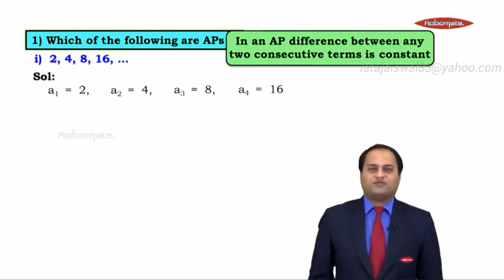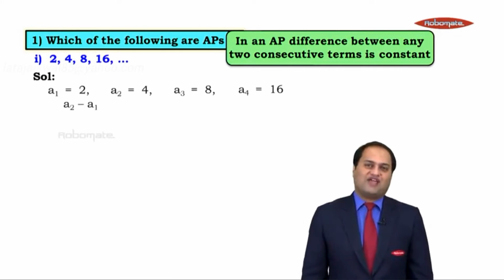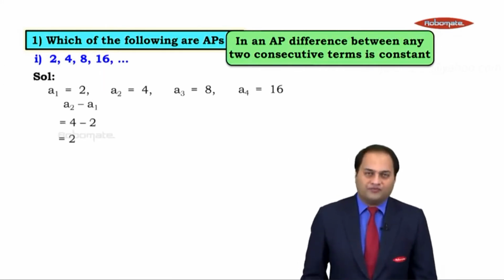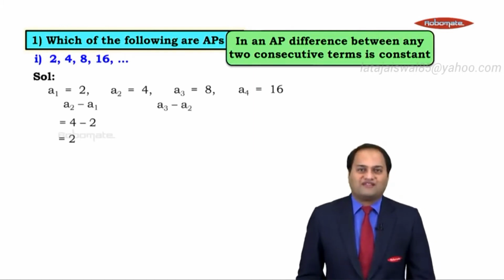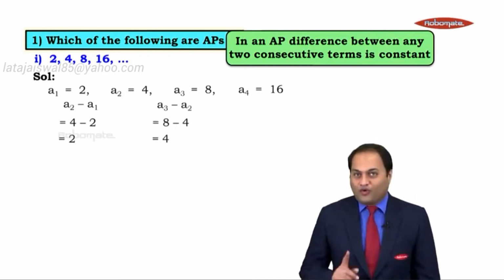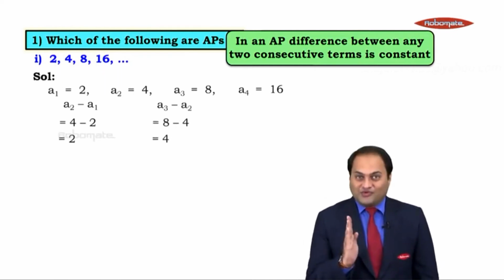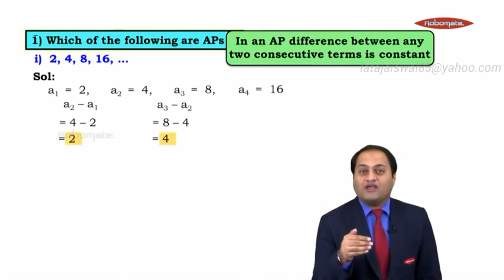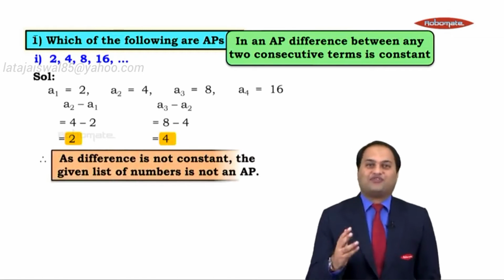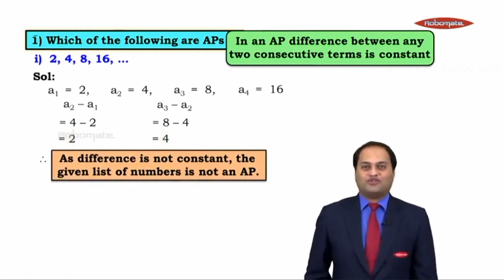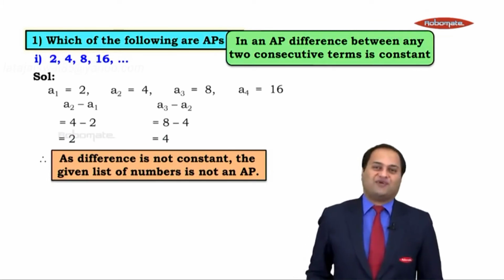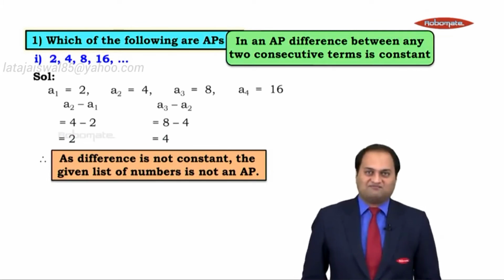Now let's find the difference between two consecutive terms. The difference is A2 minus A1, which is equal to 4 minus 2, which is equal to 2. Then A3 minus A2, which is equal to 8 minus 4, which is equal to 4. What do you observe? The difference was 2. Then the difference became 4. Is the difference same? No, the difference is not same. And because the difference is not same, we come to a conclusion that the given sequence or the given list of numbers is not an AP. As simple as that. Simple?